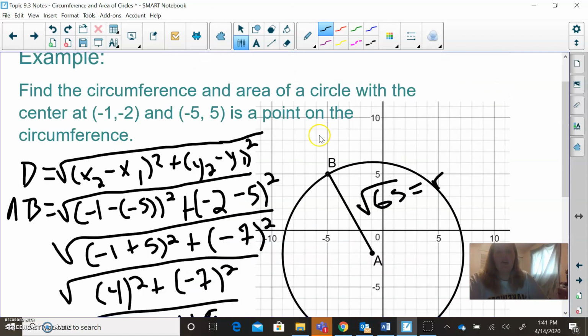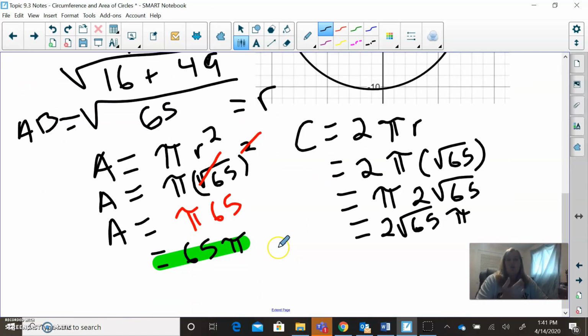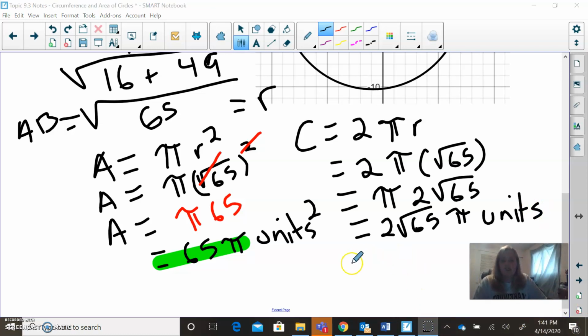We don't have a unit anywhere. So for this one, the area, you could say units squared. And for this one, the circumference, you could say units, since we don't have a unit. Alright guys, so let's keep going.